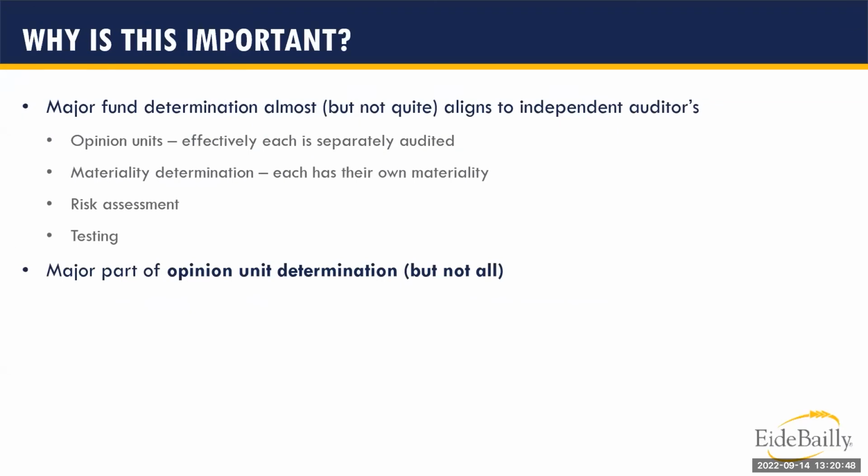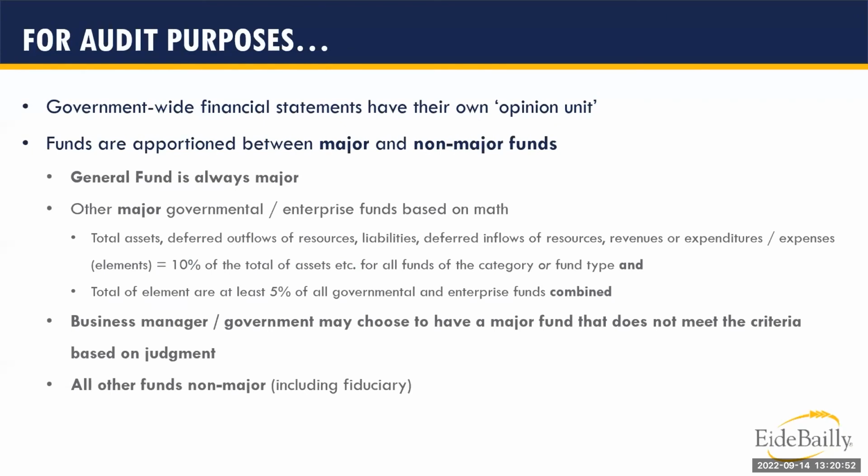The other funds are based on math or judgment. If the fund is over 10% of any of the elements, assets, liabilities, and so on, it could be a major fund. But we have to go through a further calculation involving not just the type of fund, but all the funds in the aggregate. So a government can say, even though this fund is either major or non-major, we want to have this fund audited and have its own opinion unit. To which the auditors on the call say, great, that gives us more work to do. Obviously, that adds more audit procedures, complexity, and reporting. So a government should let the auditor know that their legislative body really wants this one to be audited as part of audit planning.